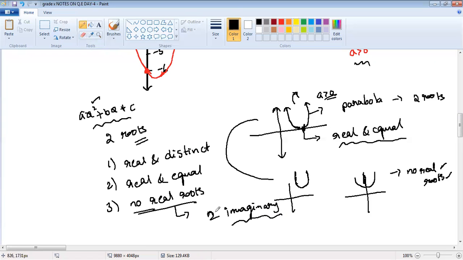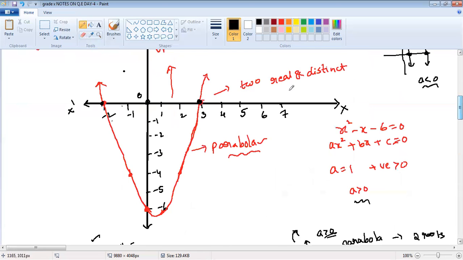These imaginary numbers we are not going to use in the 10th standard level. This will come again in grade 11, in the complex number concept. So now we have learned how to plot the graph, how many roots are there, and how the graph will be open upwards or open downwards.